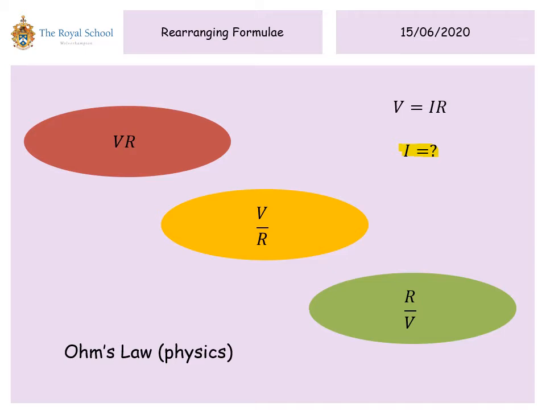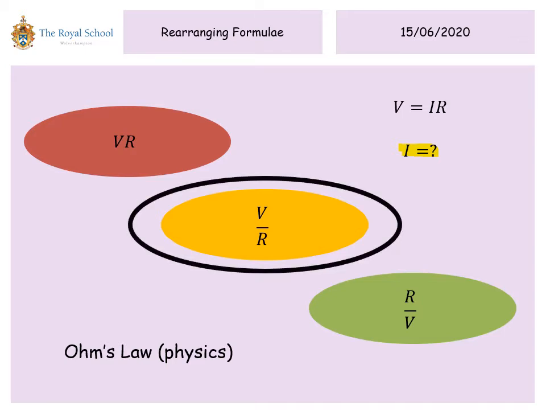Okay, so in this case, we should have V over R. You can see in the original formula that I has been multiplied by R. I and R are next to each other. So to undo this, we need to divide both sides of our formula by R, and that'll leave us with V over R on one side.